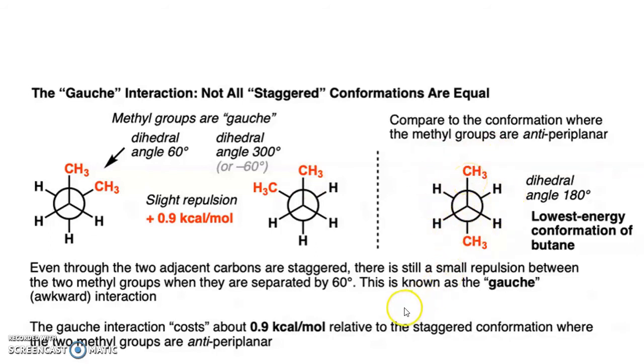Okay, so this gauche interaction of butane, this interaction is called gauche interaction of butane, and this will be almost 0.9 kilocalories per mole higher than the staggered conformation. The energy of gauche conformation will be 0.9 kilocalories per mole higher than the staggered conformation. So the interaction between the methyl groups when they are 60 degrees apart is called the gauche butane interaction.